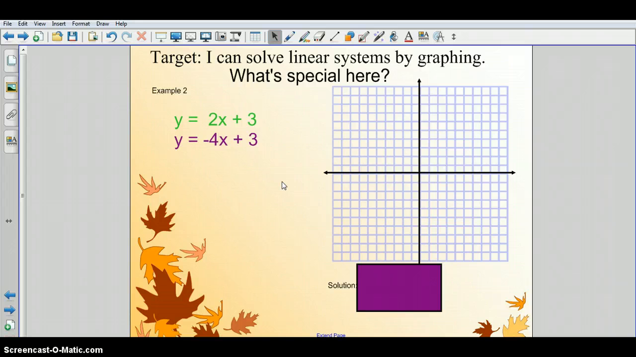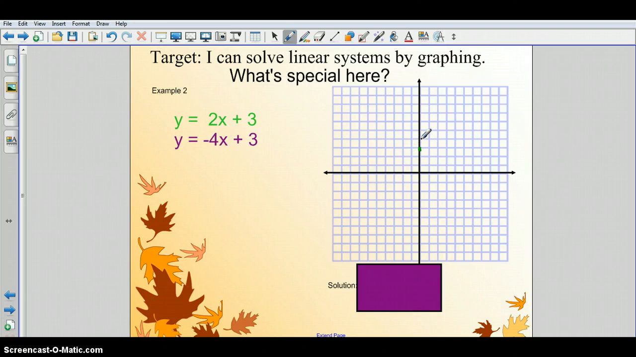Kind of would like to ask if you notice something special about these two equations before we actually graph them. So pause and write down something that you see as special here. So hopefully you saw that both of these equations have a 3 in them. And if they do, then their graphs would start at the very same place. So the green one will have a y-intercept of 0, 3 and a slope of 2.